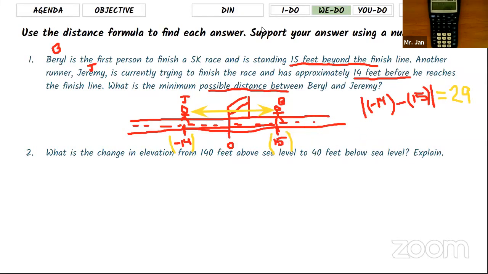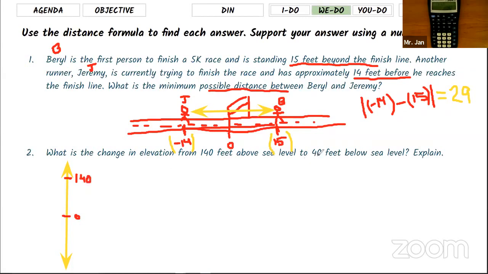So let's say I have the elevation. This is the line for elevation, and this is the sea level, because they always talk about the sea level. Okay, it's 0. And 140 feet above sea level, so let's say 140 is right here. And it's positive because it's above sea level. 140. Oops, my 40 is not clear. Let's make it clear. Okay, 140.